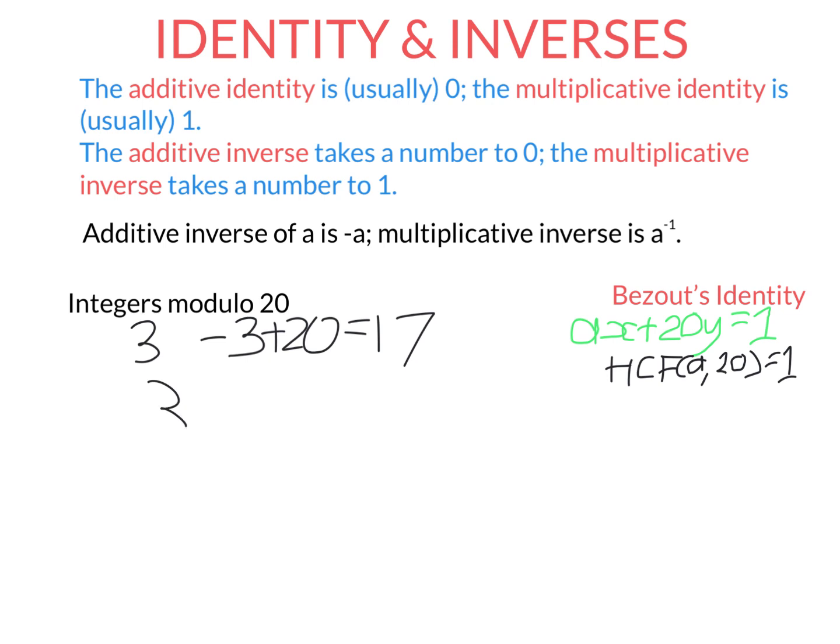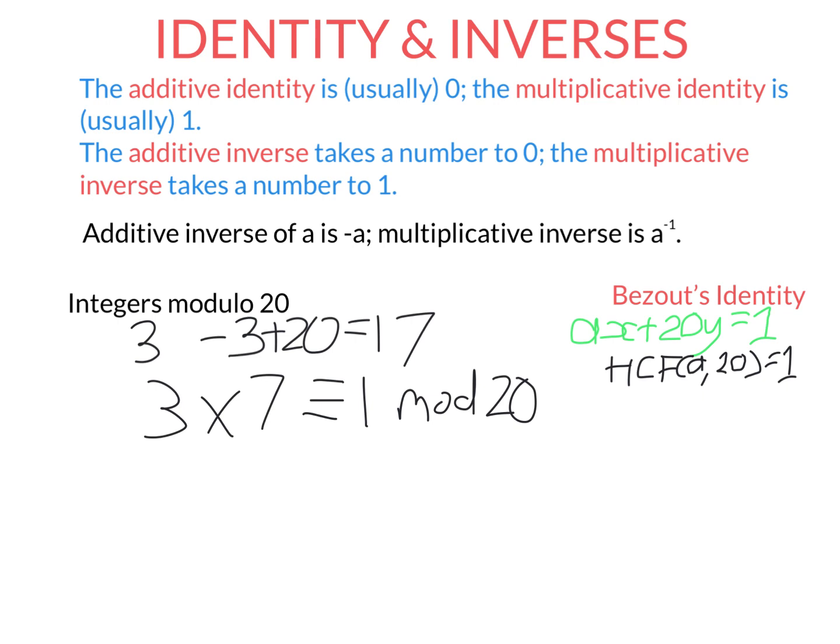On the other hand, 3 and 7 are multiplicative inverses of each other, because 3 times 7 is 21, which is equivalent to 1 mod 20. So 3 and 7 are each other's inverses because they take the other number to 1 when multiplied.